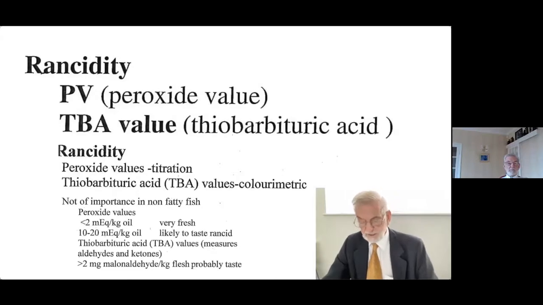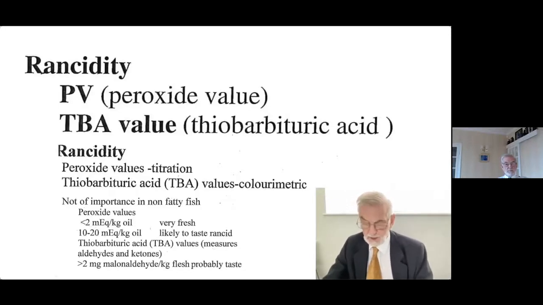Finally, rancidity, and this is not of importance to white fish. Non-fatty fish has very little rancidity. The fatty fish, however, can have the fat going rancid and you get the typical rancid aromas. This can be assayed by peroxide values by titration, or thiobarbituric values, a colorimetric method.